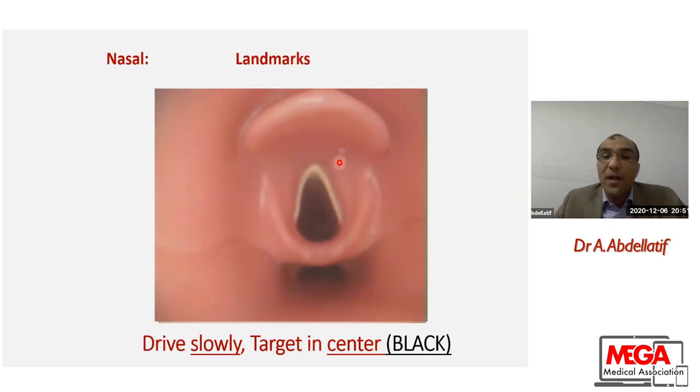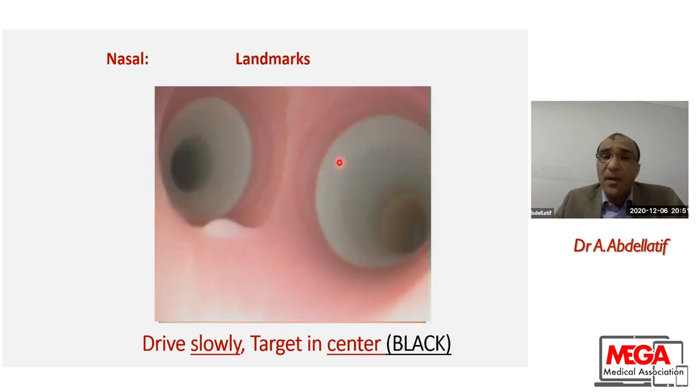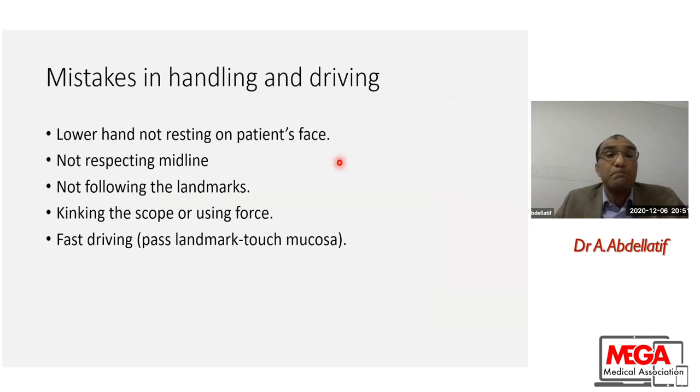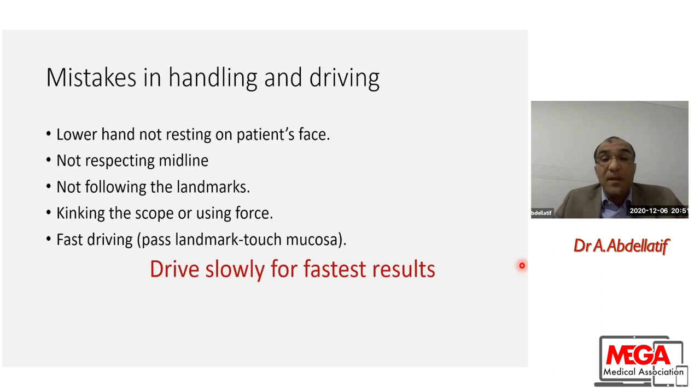When I go from the nasopharynx, usually I have a good view of the epiglottis and the vocal cords. I put it in the center, then go slowly till I reach the bifurcation again. So mistakes in handling and driving: the lower hand not resting on the patient's face, not respecting midline, not following the landmarks, kinking the scope or using force, and fast driving. Fast driving, I may pass landmarks and I will touch mucosa. They usually say drive slowly for fastest results, because your first trial is usually the best trial.